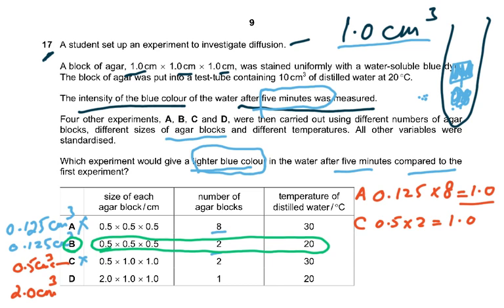So as this diffuses out, the water will be a lighter blue in color, because the volume of it is less than the original agar block volume. So 0.125 into 2 would be 0.5 because we've used 2 agar blocks. So 0.5 into 0.5 into 0.5, 0.125, and then 2, so 0.5, but the original was 1 cm cube.